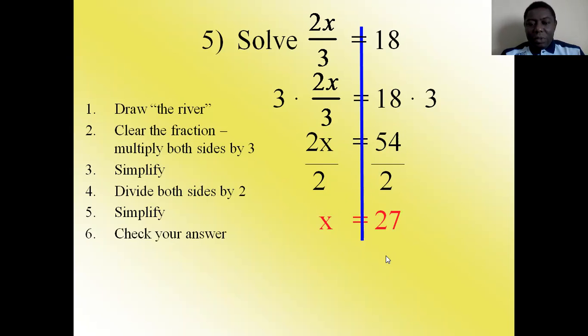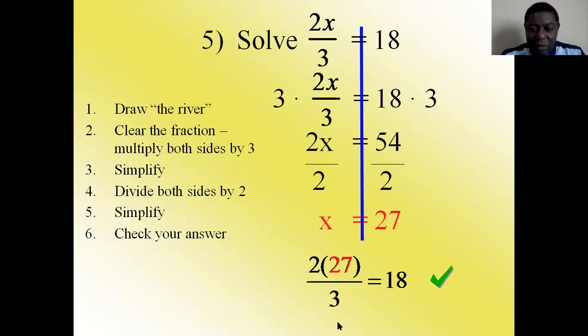Okay, so we can check our answer by putting 27 back in here, and do the calculation all over to see if it's going to give us 18 or not. So 27, 2 times 27 divided by 3, right? If we do that, we are going to have it as such. And 2 times 27 divided by 3 is equal to 18, right? So that's how we check.